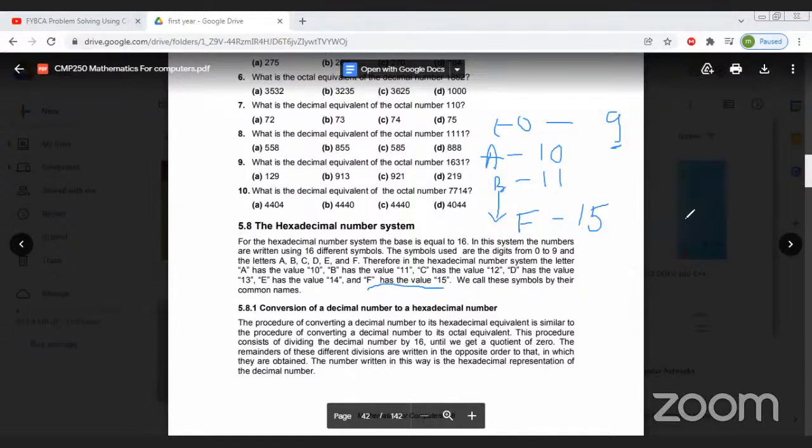Why are we not taking 10 as a separate number? Because it will be difficult for us while solving the sums. In this one part, how will you write 11? How will you write 10? Therefore, instead of 11, you are going to write B, and instead of 10, you are going to write A. Understood this part?